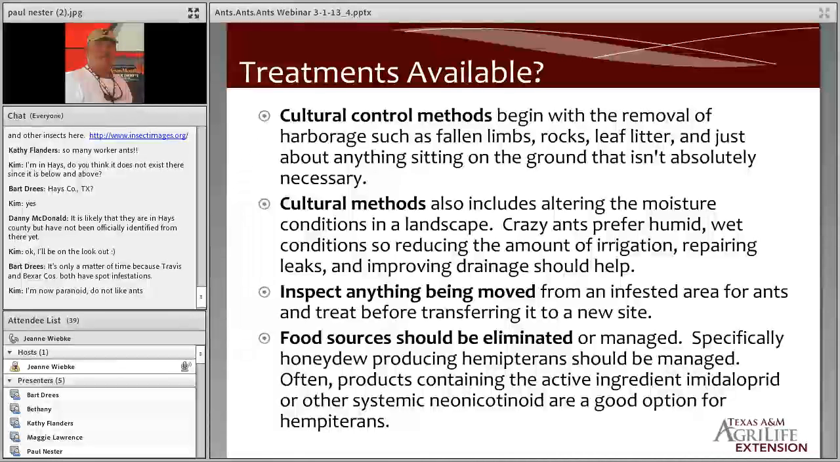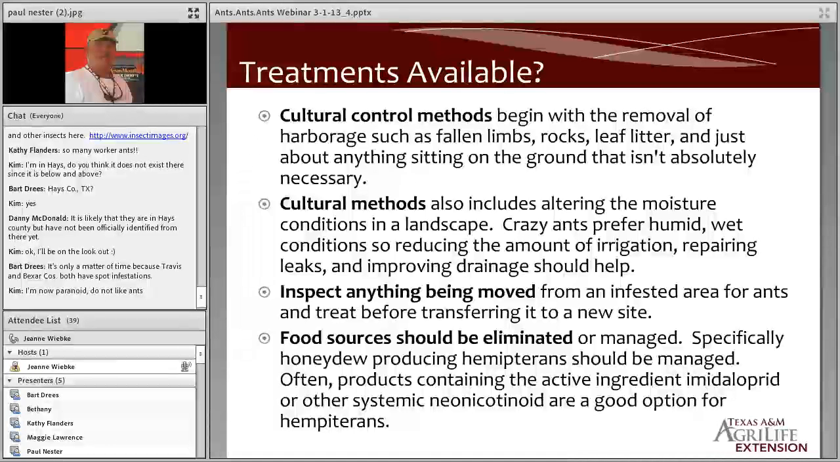One of the suspected reasons why East Columbia, Texas has the ant is that it maybe came in on some nursery stock that was infested from one of the local box stores. So it's extremely important if you are going to buy some type of a nursery plant, lift it up. If you see ants on the bottom of it, I would go to another location because you're just asking for trouble if you move that plant.